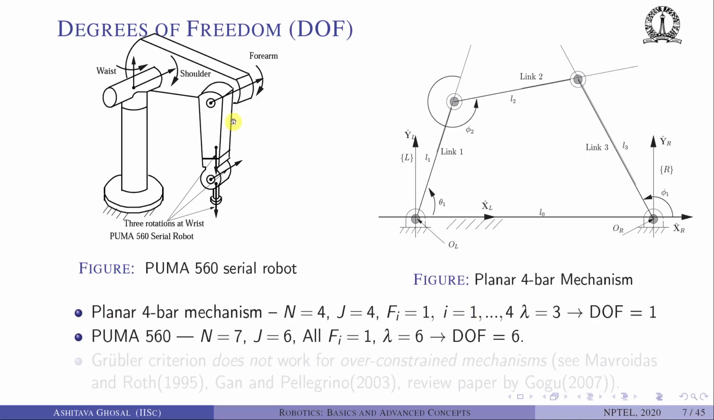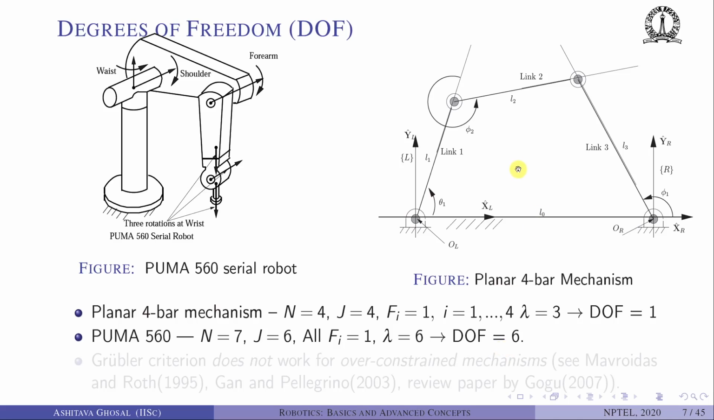As an example, this is the very well-known Puma 560 serial robot. It consists of one joint here, which is labeled as waist. Then there is the shoulder. Then there is the forearm. And then there are three rotations at the wrist, three joints here. If you substitute n equals 7, j equals 6, fi is 1, and lambda is equal to 6, we will see that the degree of freedom is 6.